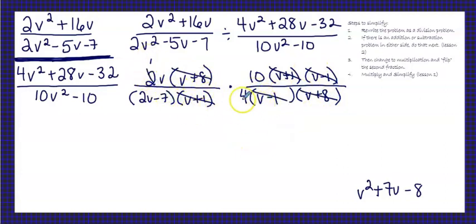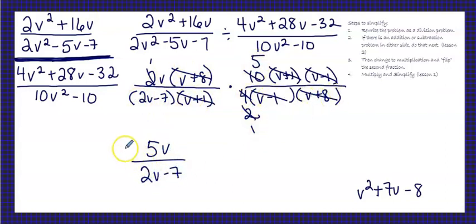So I can divide by 2. That leaves me with a 10v in the numerator. Unless I miss, oh no, I take that back. Let's do the 2 and the 10. We can do that also. Divide those by 2. So now we have a v and a 5 in the numerator. So that's 5v. And I believe our denominator is just 2v minus 7. A whole lot easier to look at than this thing right here.